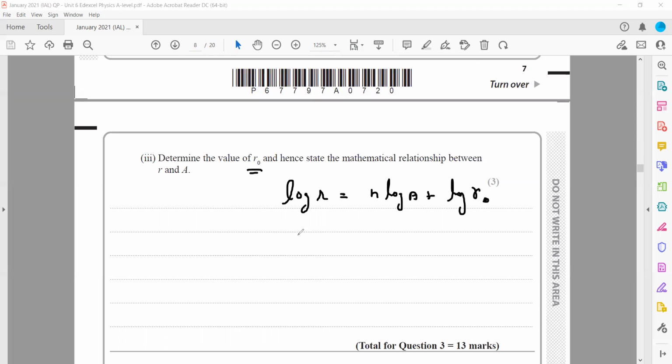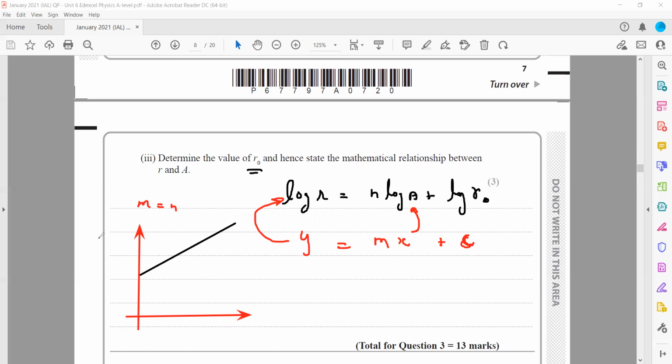When we compare with the equation of a straight line, this is y and this is mx plus c. On the y-axis we have log R, on the x-axis we have log A. So what will be the gradient? The gradient will be equal to n. And what about c? c is the y-intercept. When you plot the graph, you will have a straight line that is not passing through the origin. It will have a y-intercept. You will find that y-intercept, and it will be equal to log R naught.